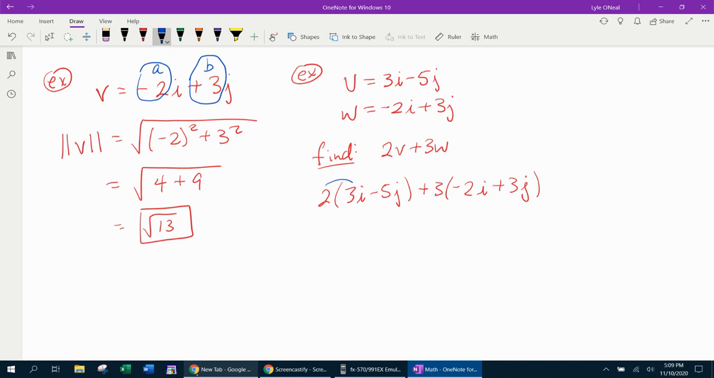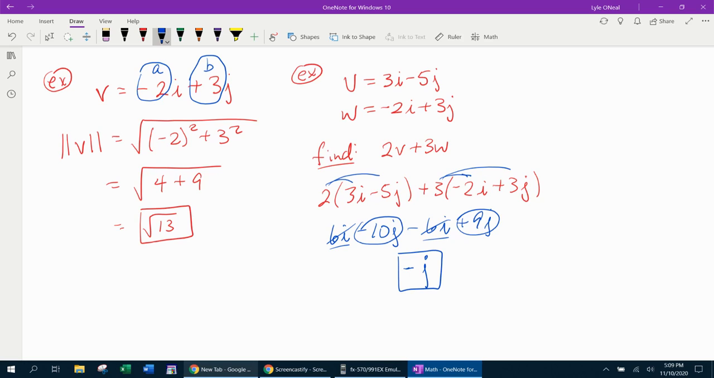And then we're going to use the distributive property and CLT, combine like terms. That's going to give us 6i minus 10j minus 6i plus 9j. And if you look at my i terms, they're going to cancel. No i's left. Negative 10j plus 9j, that is negative 1j. Or you could say negative j. And that is the answer for that problem.